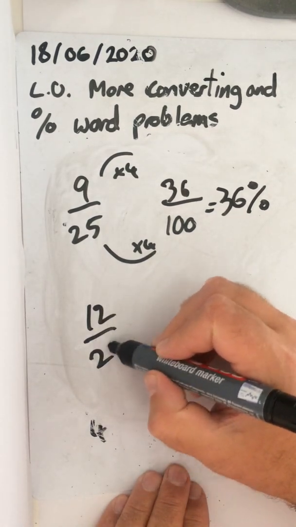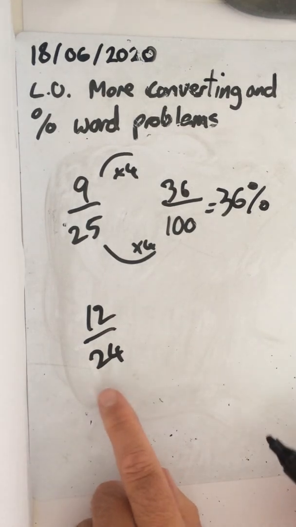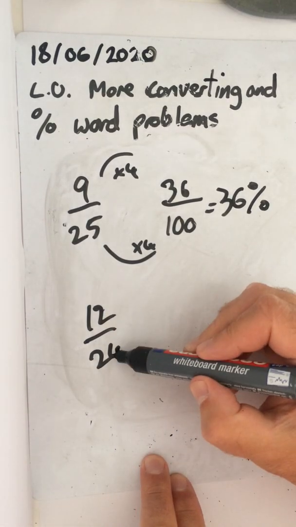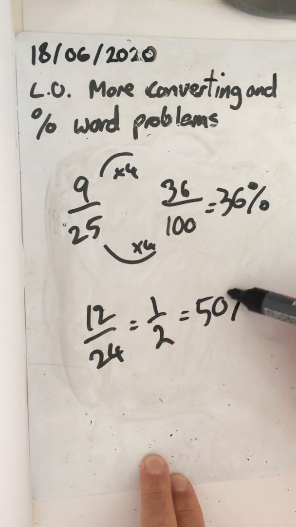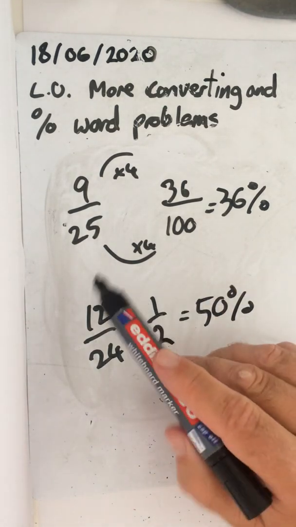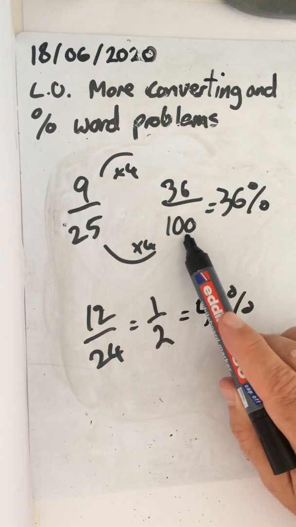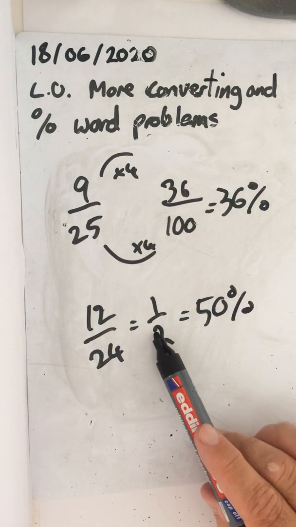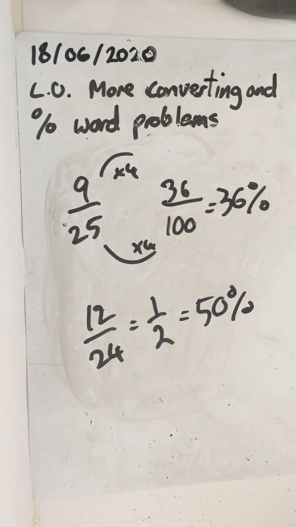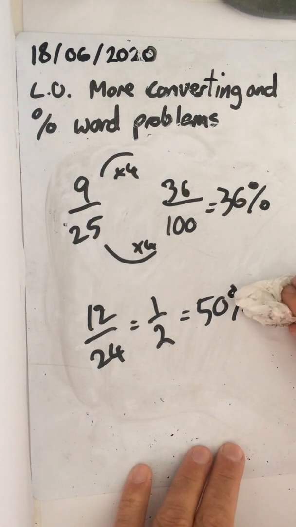12 over 24. Now straight away with that one, I can see 12 is half of 24, so that is a half. A half is 50%. So you can see what we're doing here. You're either expanding up to turn it into a fraction over 100, or you're simplifying it into things like halves and quarters and maybe even tenths, and converting it from there.